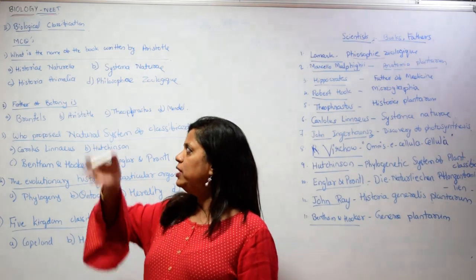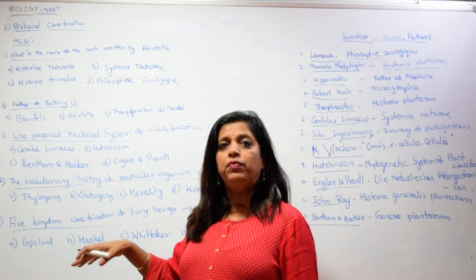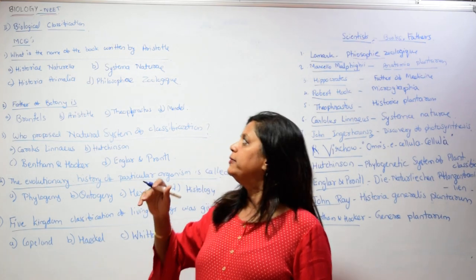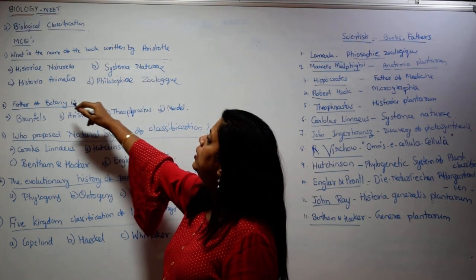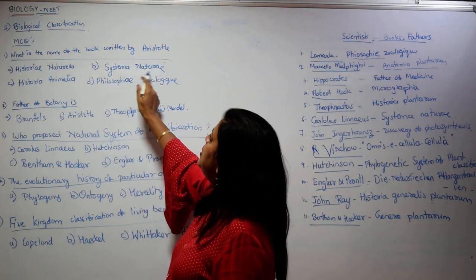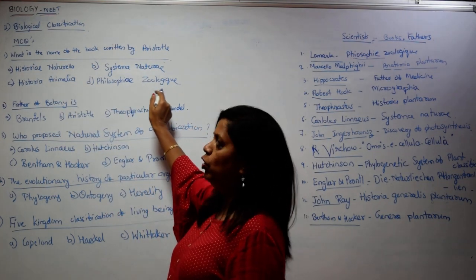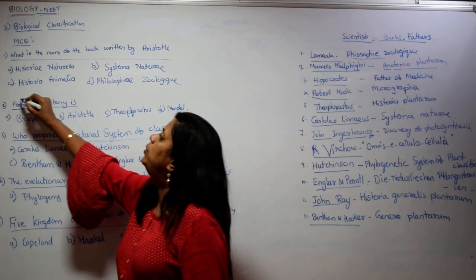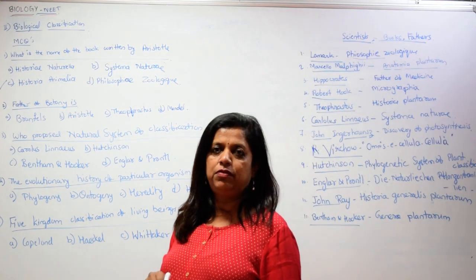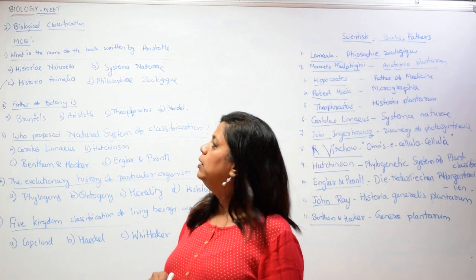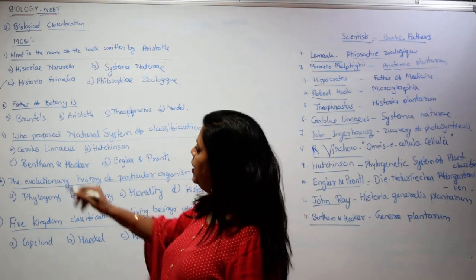Based on that, some questions are written here. We are going to discuss them, and that will close the classification part. What is the name of the book written by Aristotle? Historia Naturalia, Systema Naturae, Historia Animalium, or Philosophie Zoologique. You know that he wrote Historia Animalium because he is the father of zoology. So C is the right answer. Let's move to the next question.